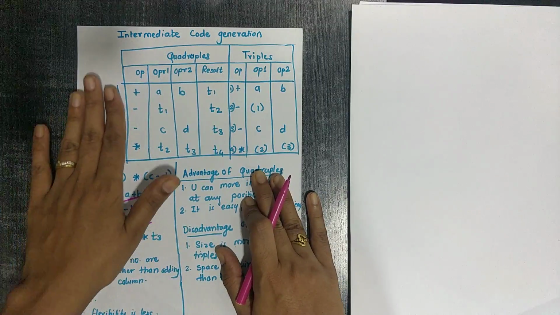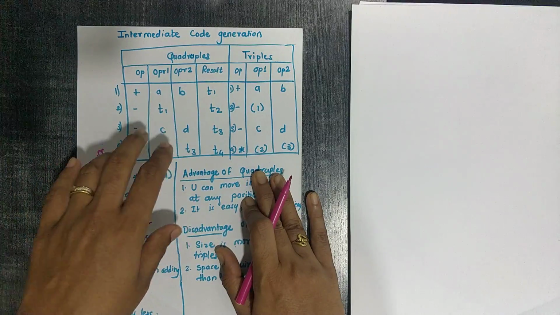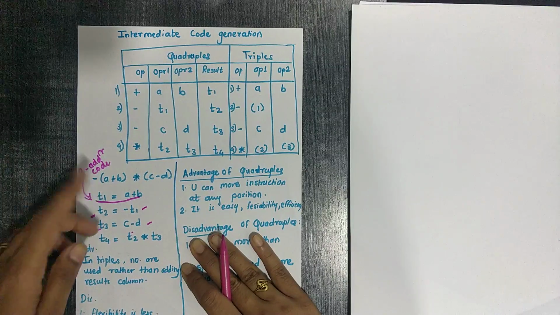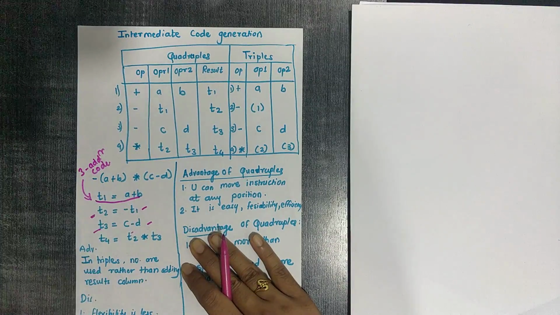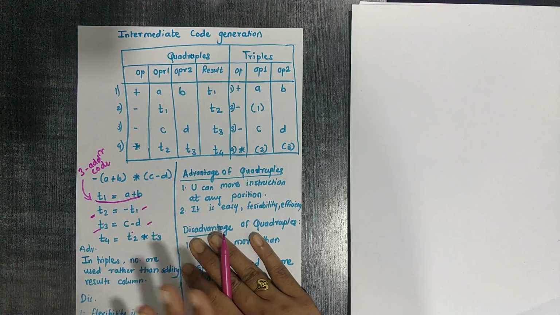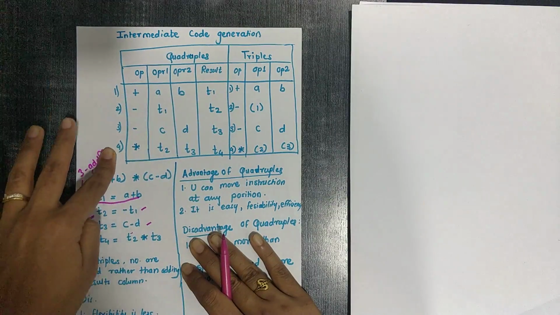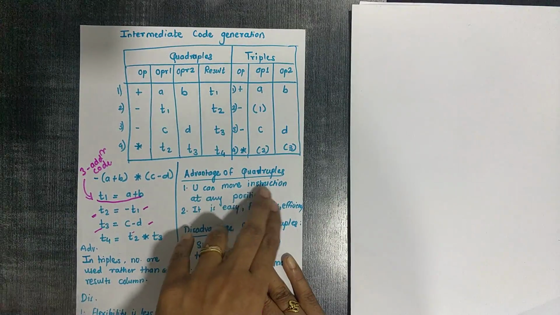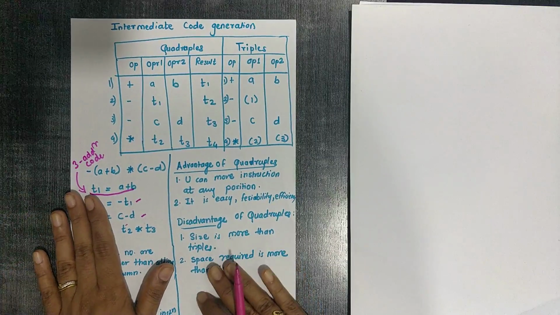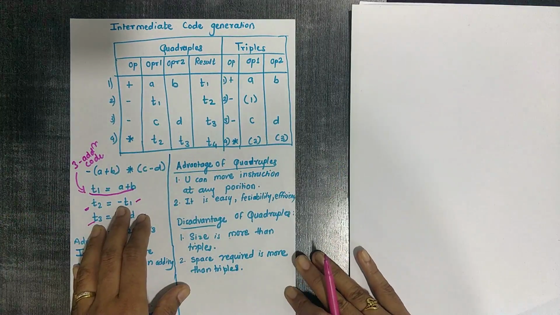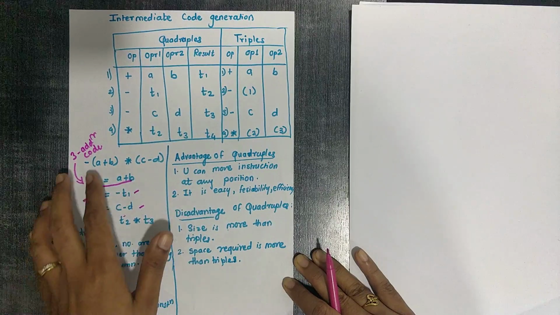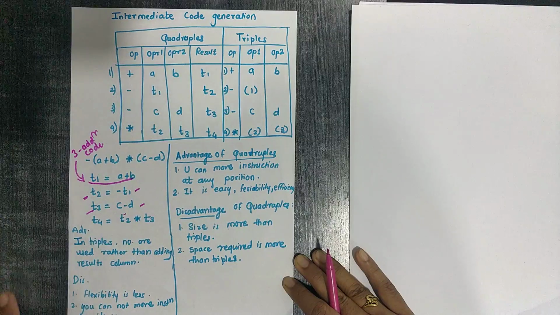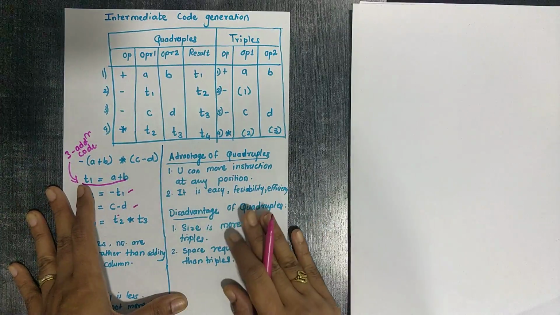As you can see here, in quadruples we can switch the instructions. We can switch these statements in the table, but still we are getting the same result because it is not numbered. It is not having any numbers, or these numbers are not used in the table. So that is the advantage, that you can move an instruction to any position. It will not change its meaning, or affect any particular expression. And it is easy, feasible and efficient to implement. It is very easy. As you can see, anyone can make that quadruple table.